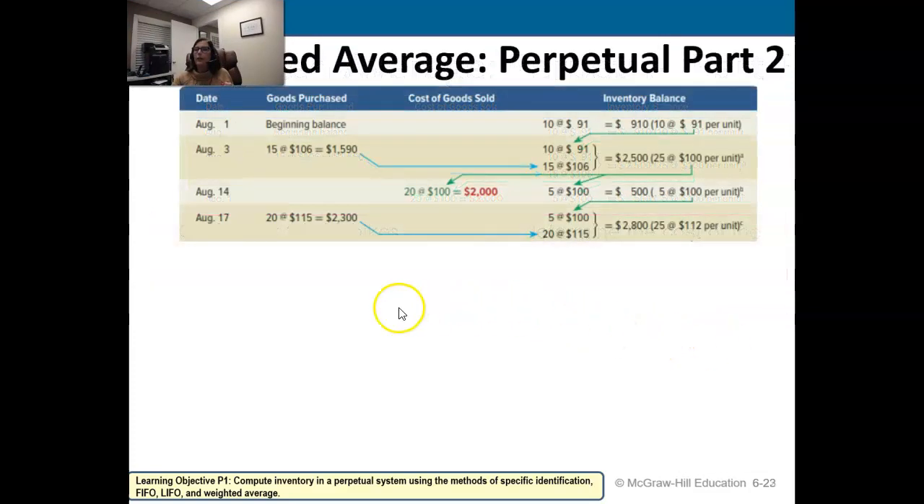Now things get a little tricky. So now we're purchasing items on the 17th of August. We need to recalculate the weighted average. We know we have 5 units left that we didn't sell after the August 14th sale. Those were at $100 a piece. We've now bought 20 more at $115 a piece. So we've got $112 average unit for the 25 units.